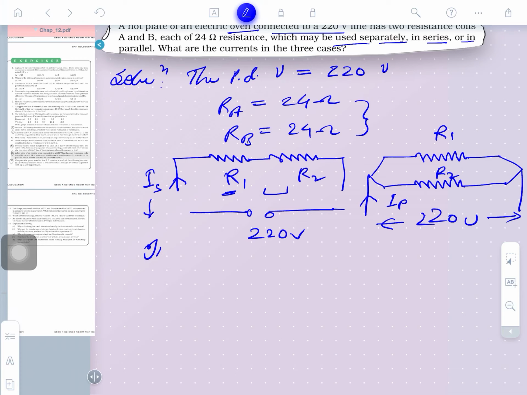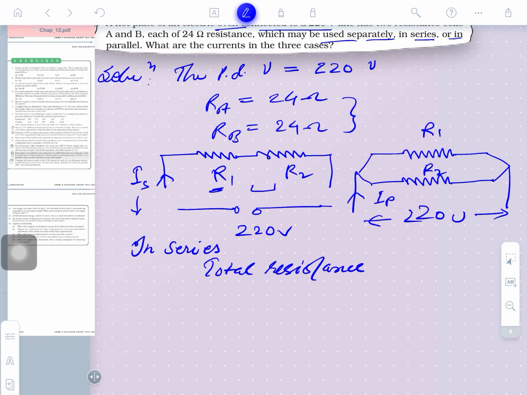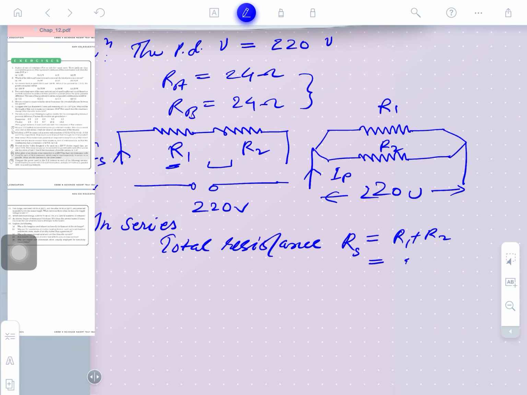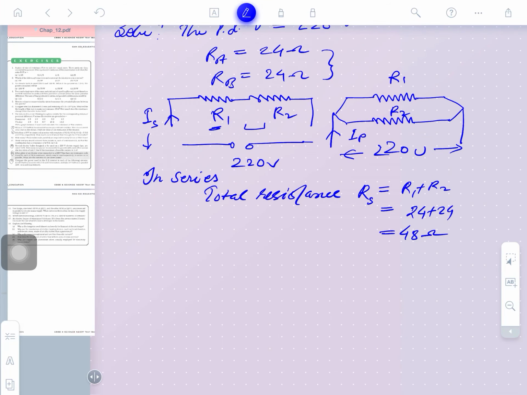So first solve the series case. The total resistance in series, RS, is R1 plus R2. R1 plus R2 is 24 plus 24, since they are identical, so 48 ohm. This is the resistance in series.